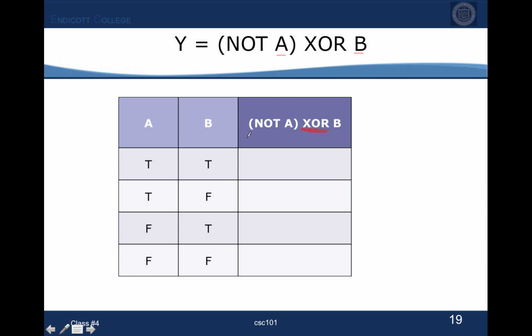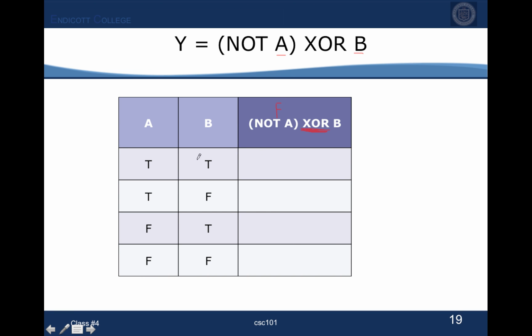So either like before, it was easy to sort of say, well, let me just pinpoint the one case and then fill the rest in. But maybe for this one, let's try the other way, which is to say, all right, I'm going to go row by row and evaluate, is this true or not? So if A is true and B is true, that's my first row, then what do I get? So A is true, B is true. So not A is false.